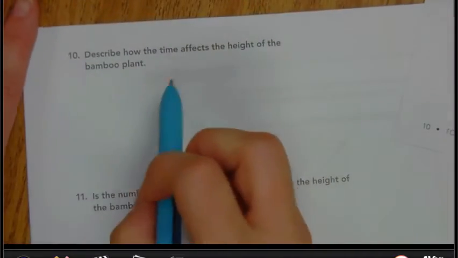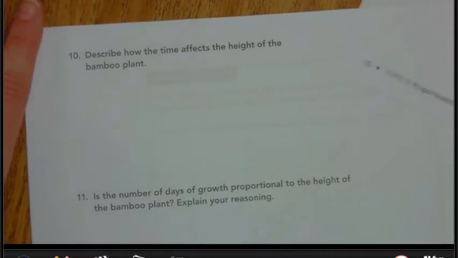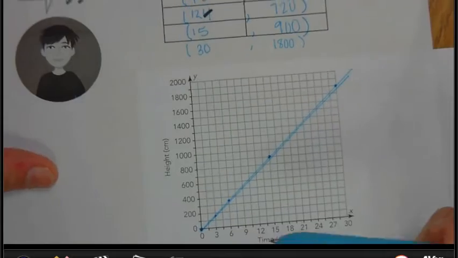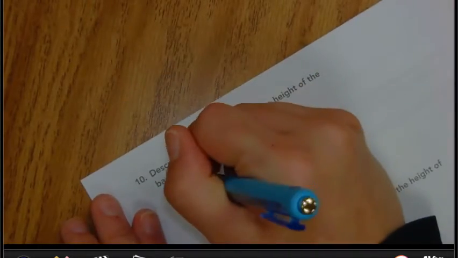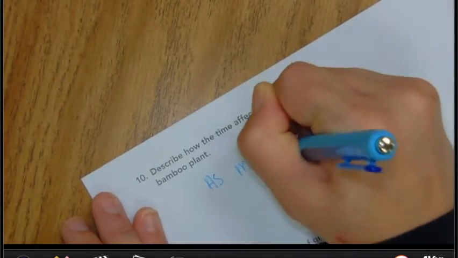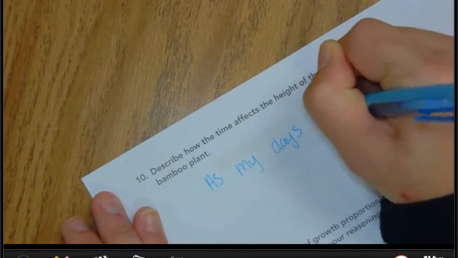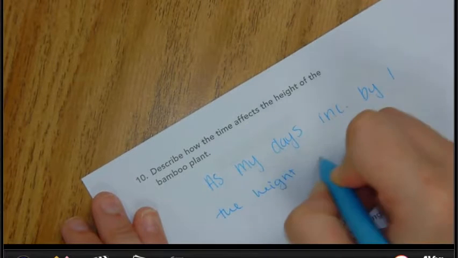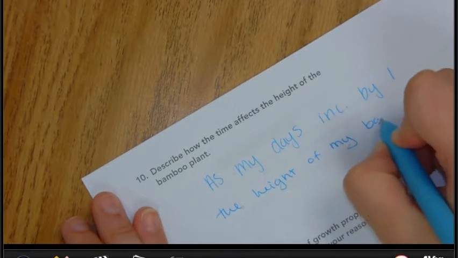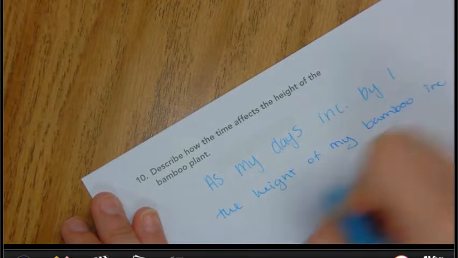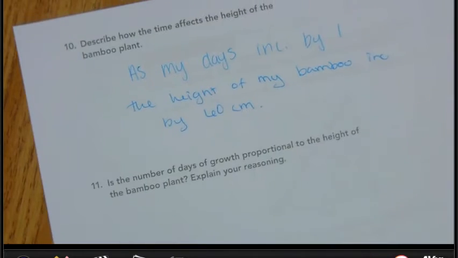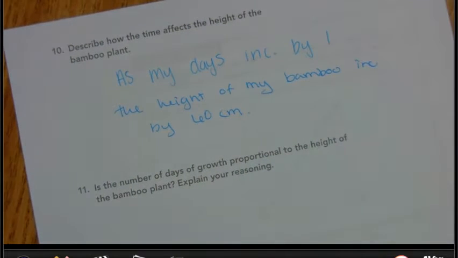Number 10, describe how the time affects the height of the bamboo plant. Okay, so we can see here that as the time increases, the height of my bamboo is increasing. So as my days increase by 1, the height of my bamboo increases by 60 centimeters. As my days increase by 1, the height of my bamboo will increase by 60 centimeters.